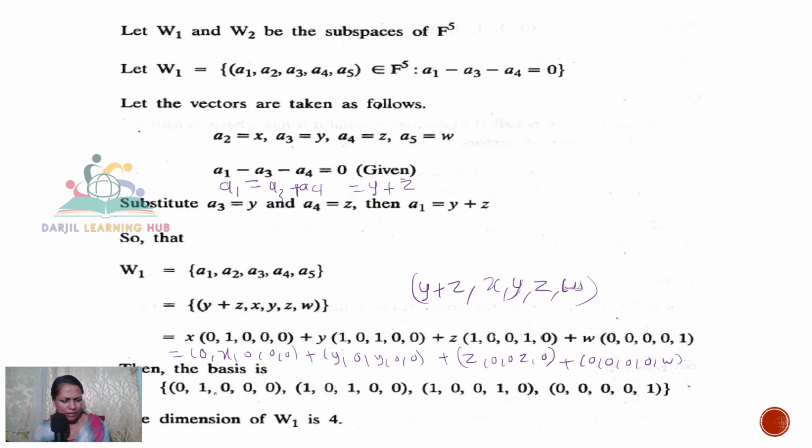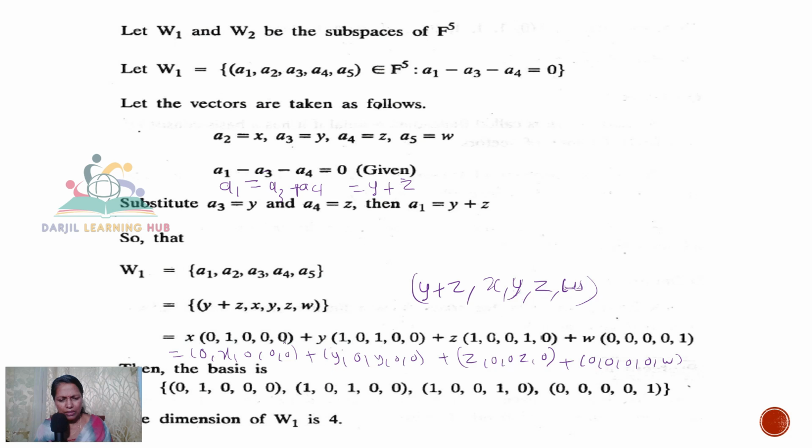Then the basis is (0, 1, 0, 0, 0), (1, 0, 1, 0, 0), (1, 0, 0, 1, 0), (0, 0, 0, 0, 1). Therefore 1, 2, 3, 4, there are 4 basis vectors. While making a linear combination, all the coefficients were 0 only, so it is a linearly independent set, because already a2 is x, a3 is y, a4 is z, a5 is w. Automatically all the scalars were 0. Therefore these are the basis of the given set.